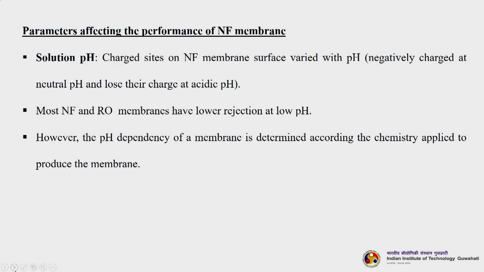Charged sites on the NF membrane surface vary with pH. They are negatively charged at a neutral pH and lose their charge at acidic pH. Most NF and RO membranes have lower rejection at low pH, because their surfaces are already charged, mostly negatively at neutral pH. However, the pH dependency of a membrane is determined according to the chemistry applied to produce the membrane.